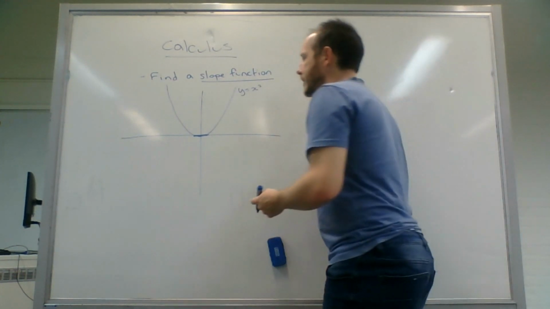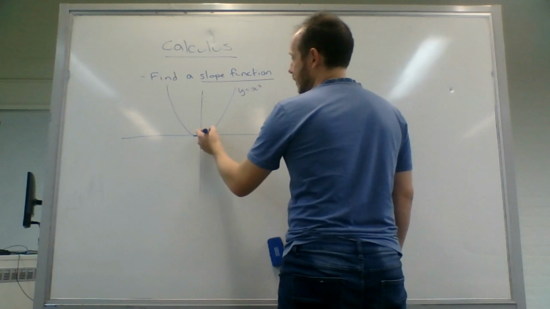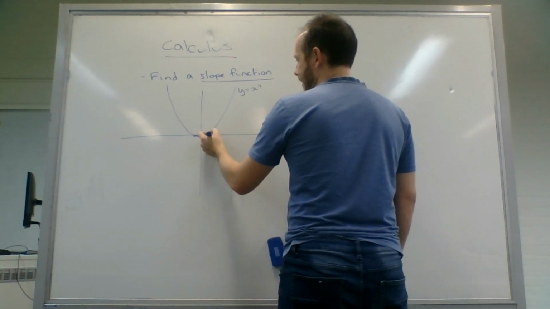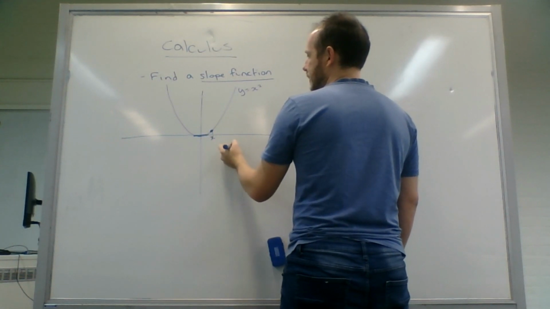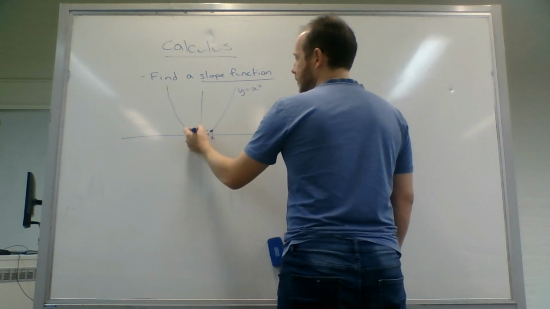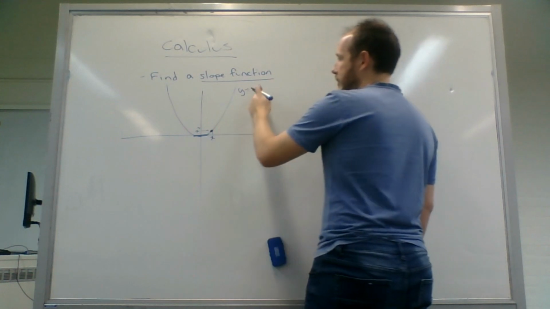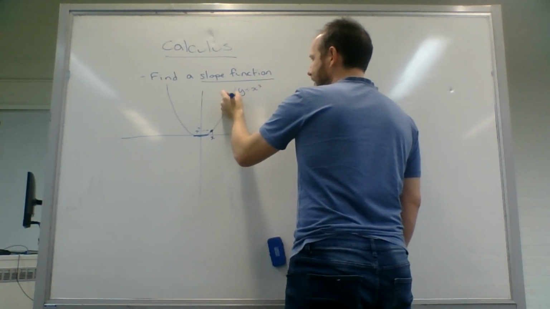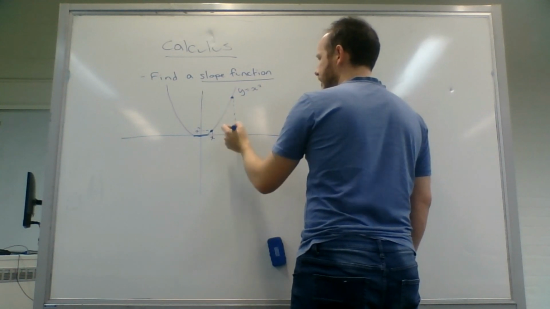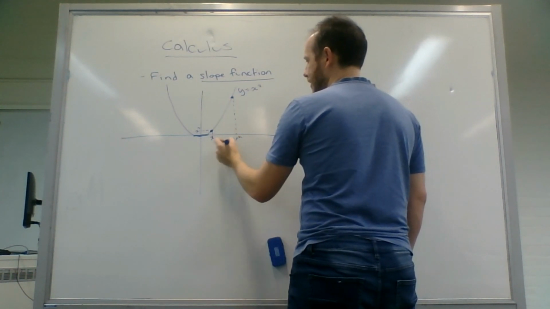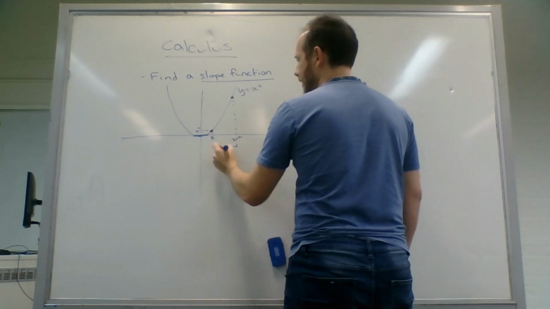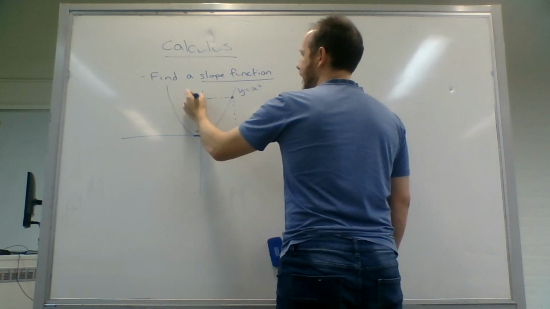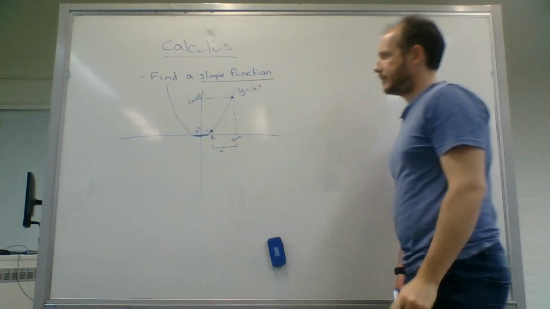Now to do this, we're going to use a concept called first principles. So I'm going to pick a couple of points. Let's call this point x. Now, the y coordinate will be x squared, because I'm on the function x squared. Let's pick another point up here, and I'm going to call this x plus h. So this distance here is h, and this coordinate here will be x plus h squared.